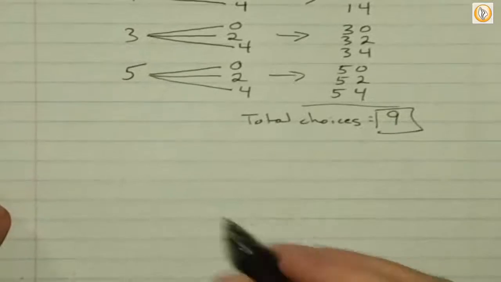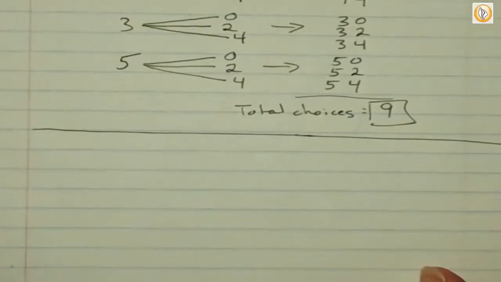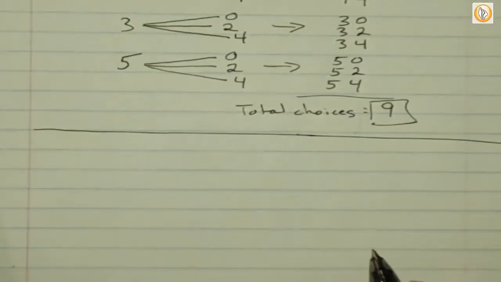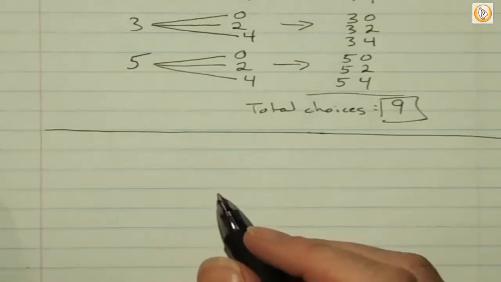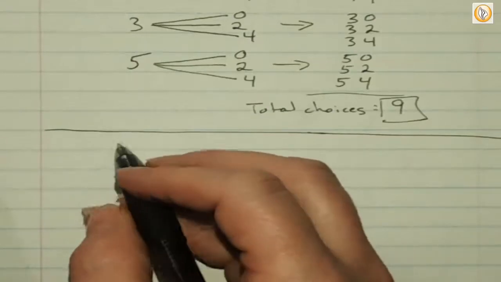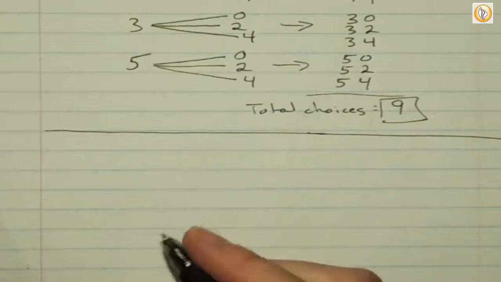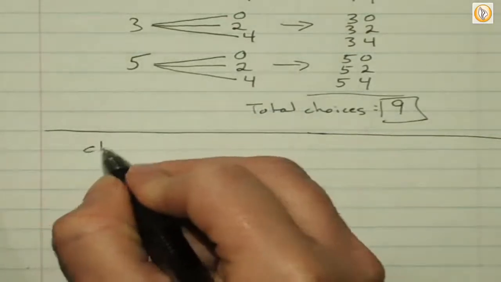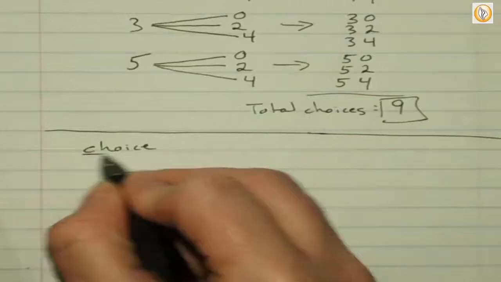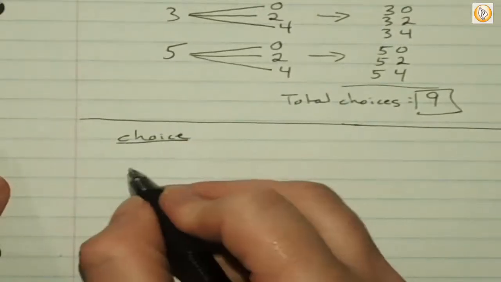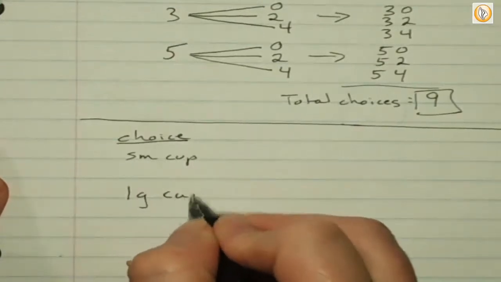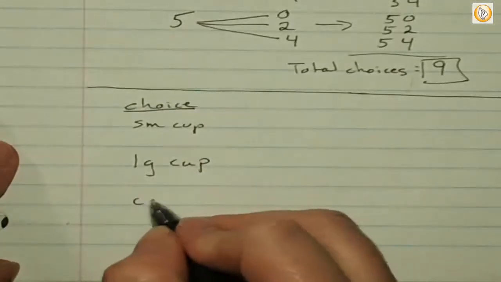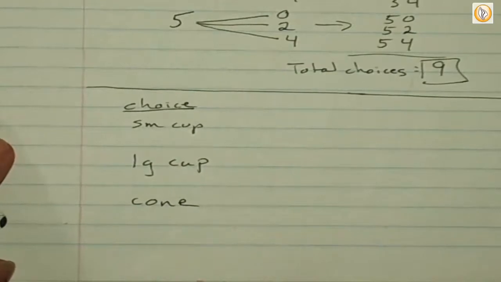Okay, let's do another one. Will it always be 1 through 5 and 0, 4, and 2? No. So, for example, let's go back to Menchie's. What are your choices for serving dish? Let's say you have a small cup, a large cup, or you have a cone.